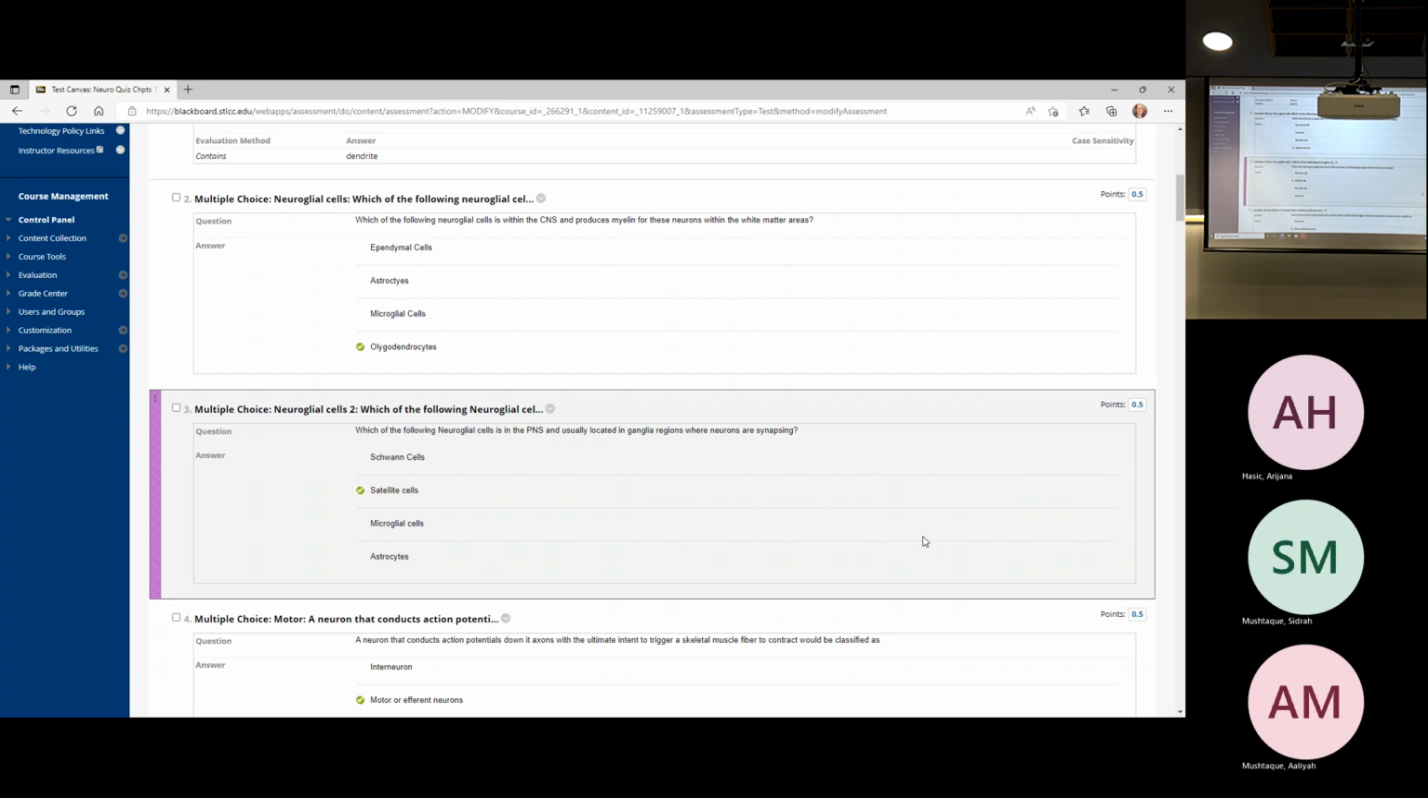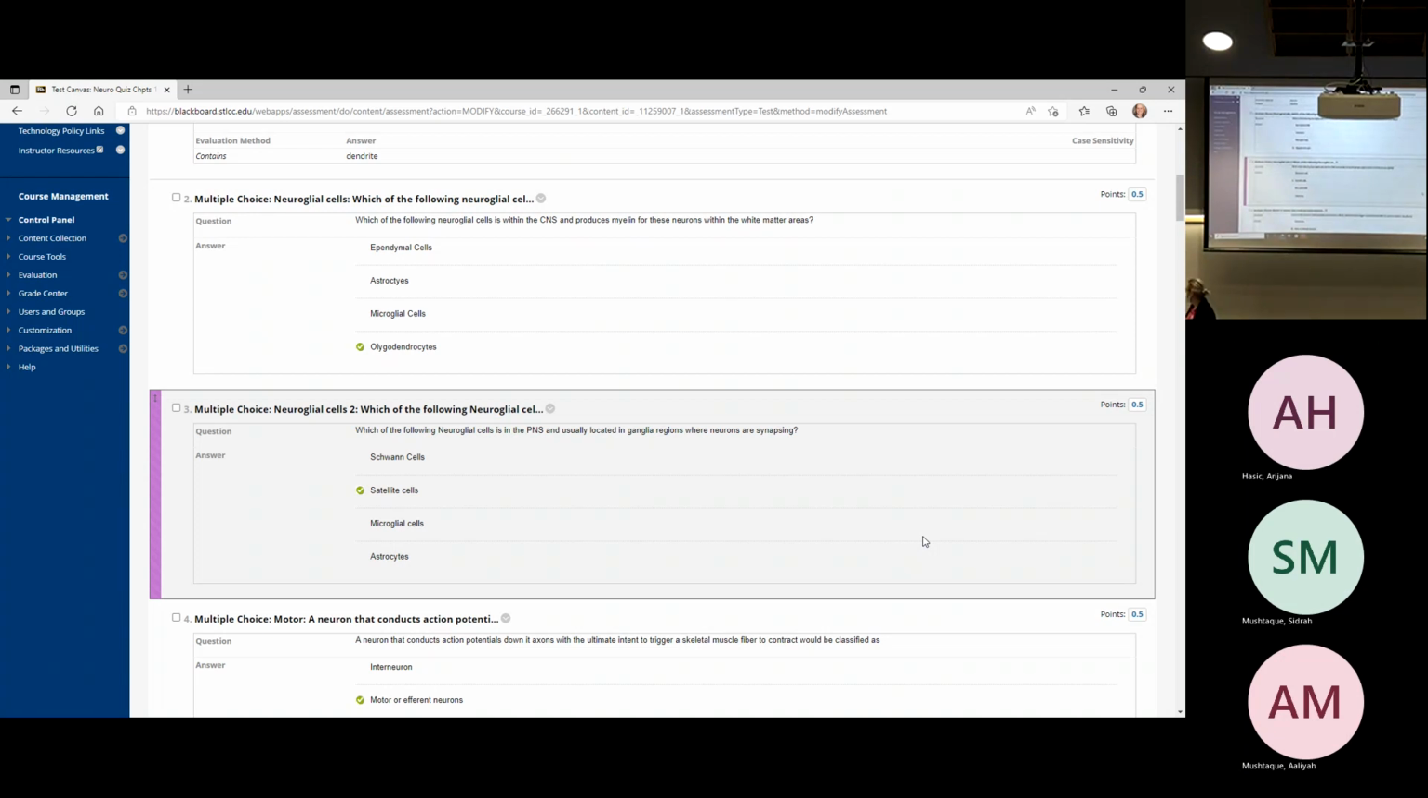Which of the following neuroglial cells is in the PNS and usually located in the ganglia region? So your dorsal root ganglia, your sympathetic chain ganglia, your parasympathetic ganglia. All right, that's not the Schwann cell, right? Because the Schwann cell needs to be located on the axon, and the axon is ending at the ganglia, and that's where the Schwann cell ends. You don't usually see them there. So what is going to help protect the synaptic pieces and parts and any cell bodies in a ganglia? Satellite cells. Okay? All right.